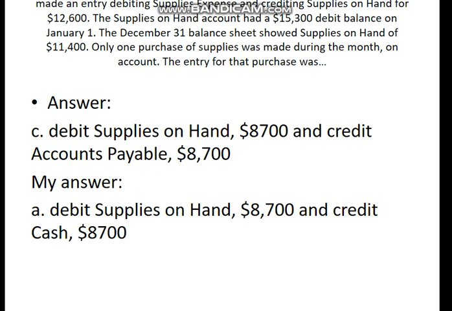So since there's a debit balance of the 15,300, and there's also a credit, the same title, supplies on hand, for the 12,600, you would subtract those two, and then you're trying to figure out from that subtraction what plus that number would get us the 11,400, and that's what the 8,700 is.